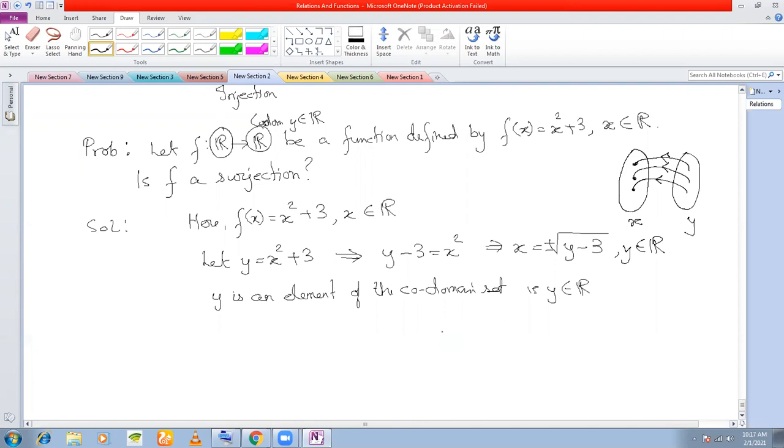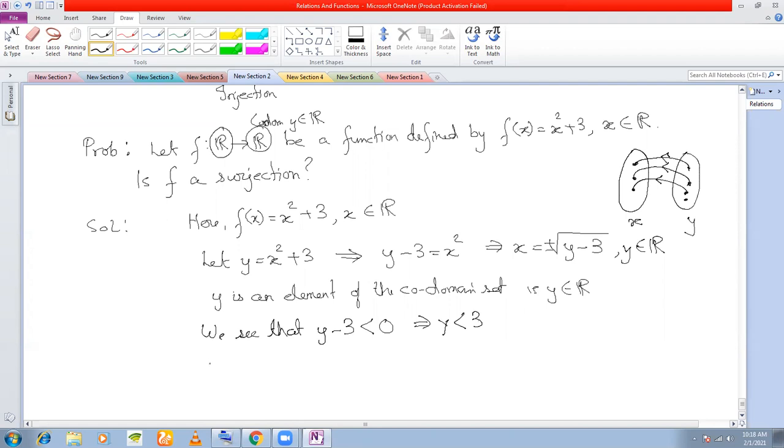No, sir. For 3, we are getting 0. But what we will not get is, if Y minus 3 is negative, then it will come as an imaginary number. That means when Y is less than 3, we are not getting any value of X. That means there are certain elements in the codomain set that do not have a pre-image in X in the domain set.